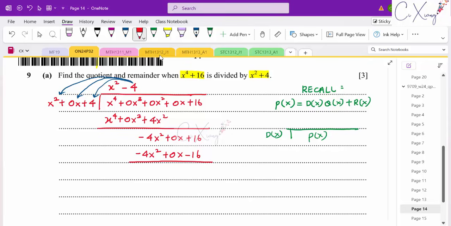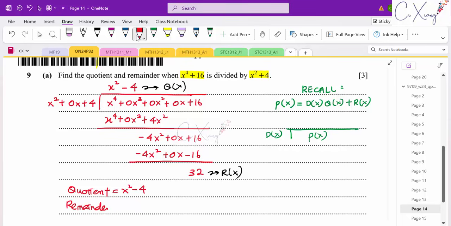Okay, draw a line again. Take the term on top minus the term at the bottom. So you take 16 minus negative 16 and you get 32. Okay, so I think it's very obvious where your quotient should be, and then this will be your remainder. Alright, so you can rewrite your answer again. Quotient is basically x squared minus 4, and the remainder is basically 32.